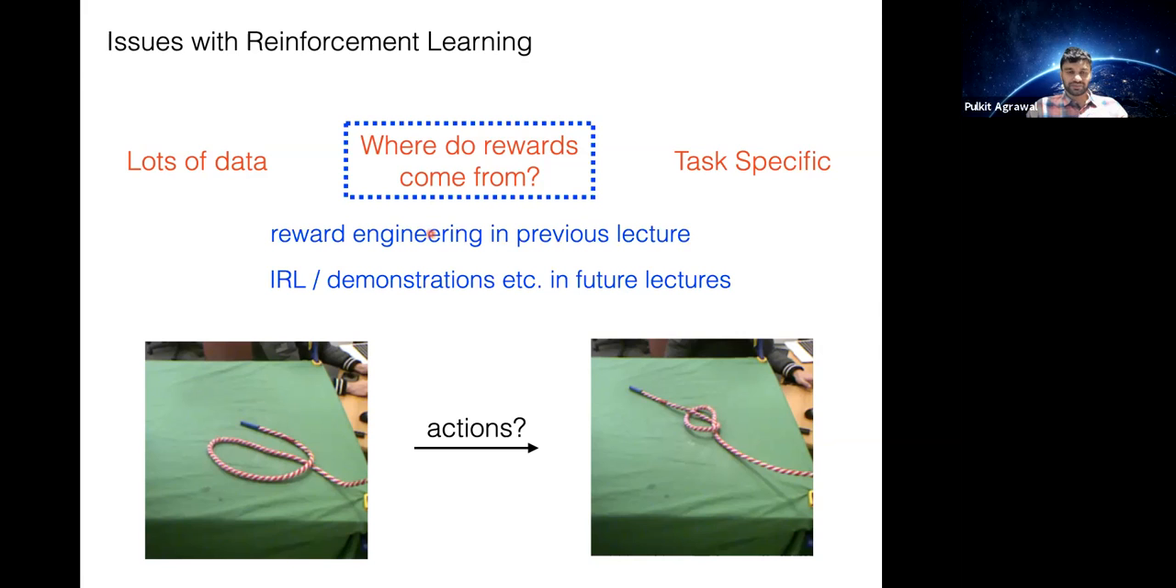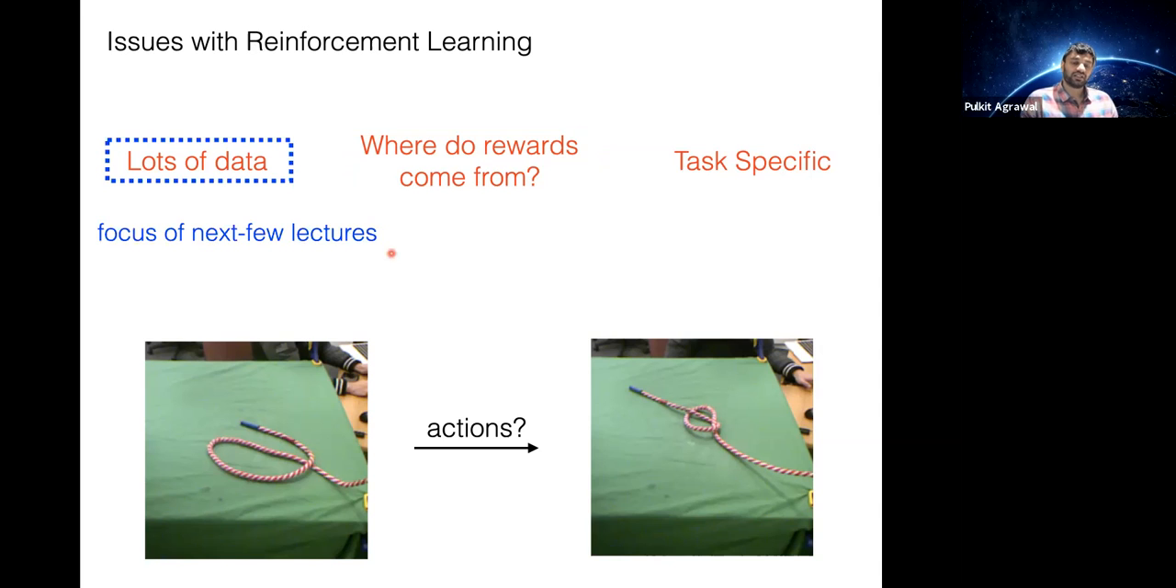So in the previous lecture, and even through the assignment that you're doing, right, we looked at how reward engineering is critical to get reinforcement learning to work, right? And in the future lectures we're going to look at how inverse reinforcement learning or demonstrations can be used to overcome some issues associated with measuring reward functions. But what we look at in the next few lectures is this question of how can we improve the data efficiency of reinforcement learning systems, assuming the reward is well defined.